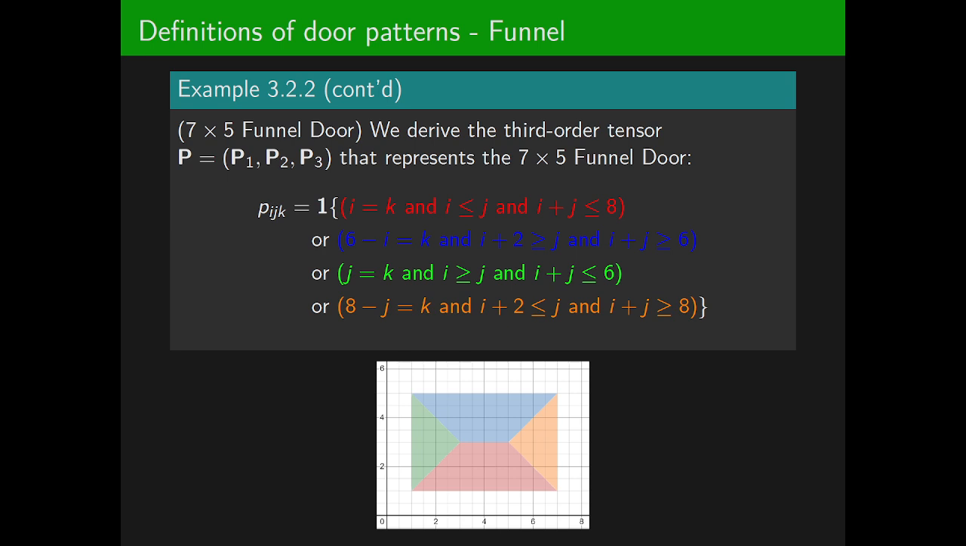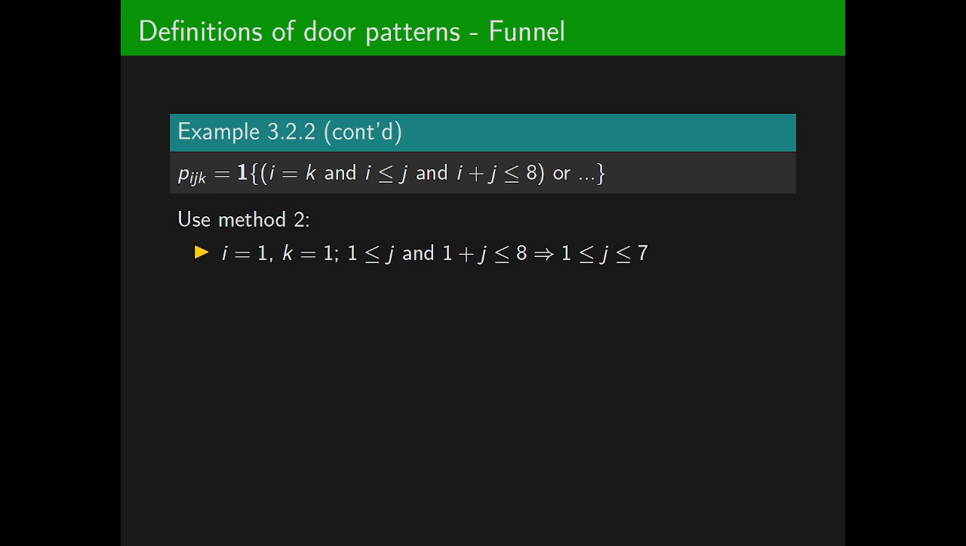Next we use method 2, because Pijk is not Pij1, not Pij2, it's Pijk. So we consider the first indicator: i equals k and so on. When i equals 1, k has to be equal to 1 in order for the statement to be true. Then we have the two inequalities: 1 less than or equal to i, 1 is less than or equal to j, and 1 plus j less than or equal to 8, which implies j less than or equal to 7.